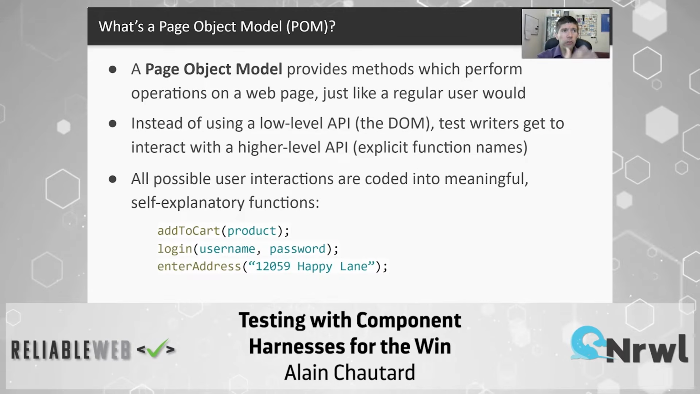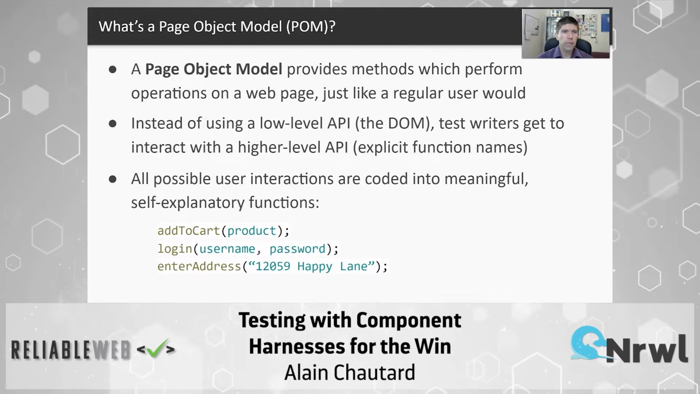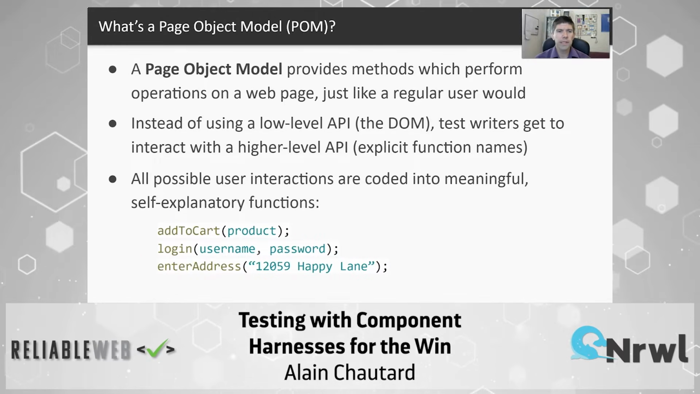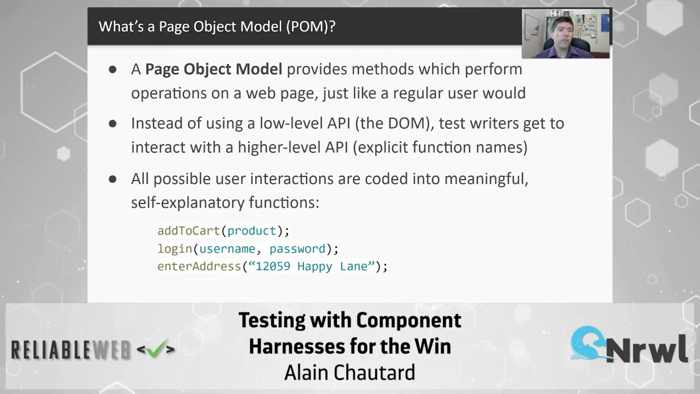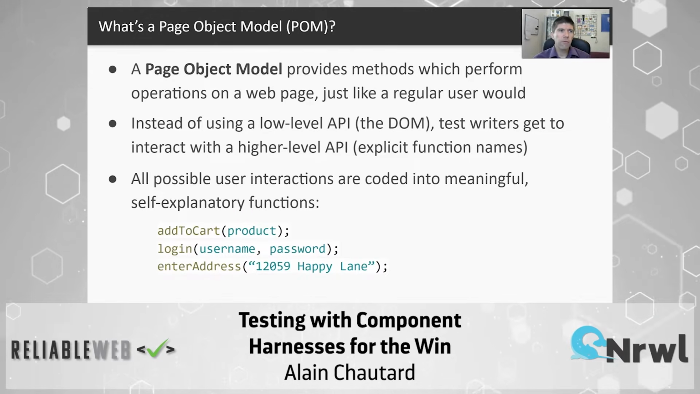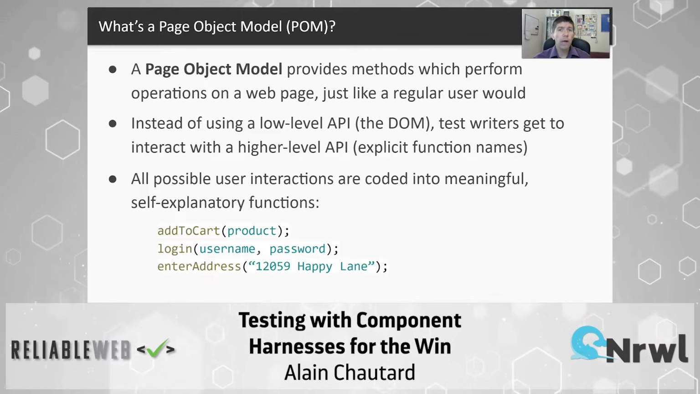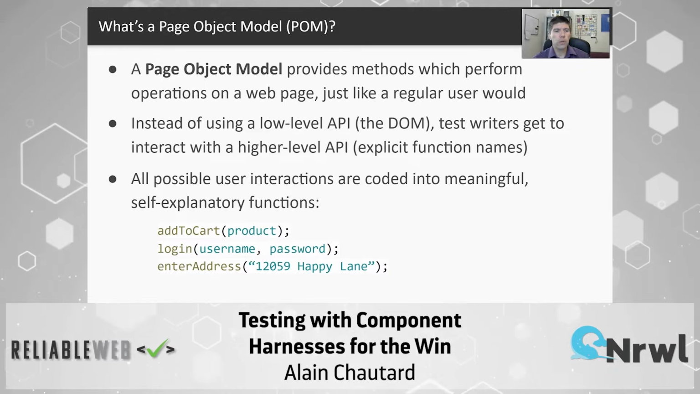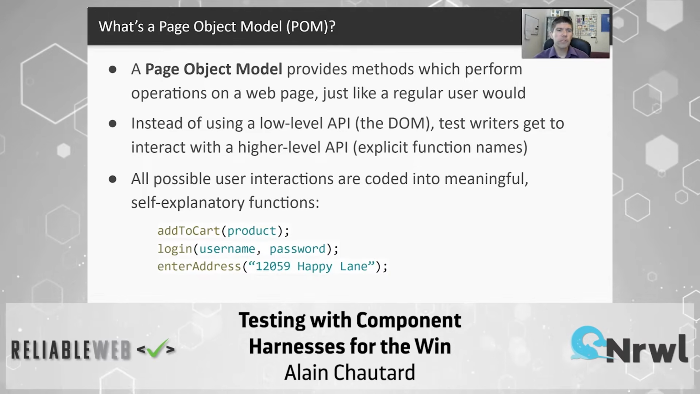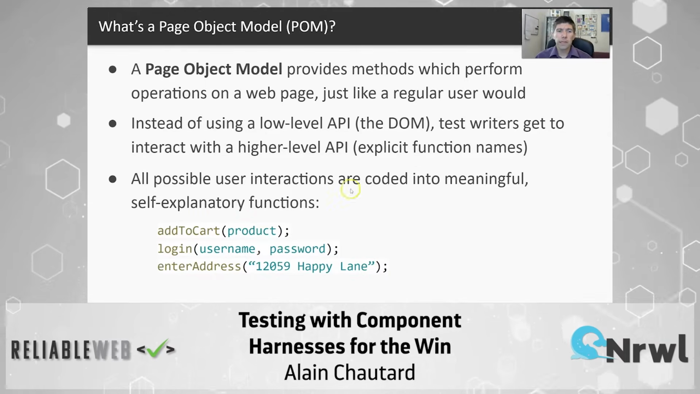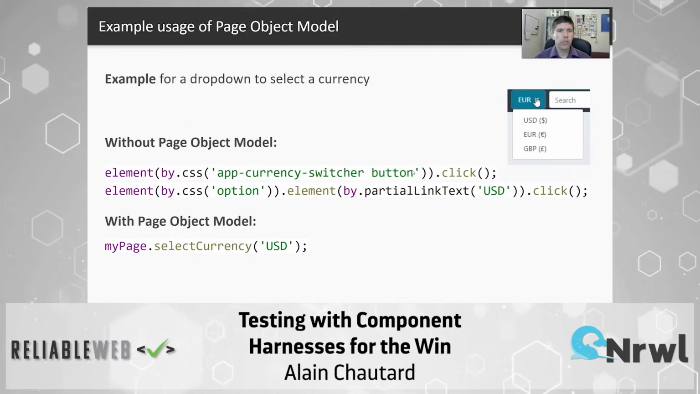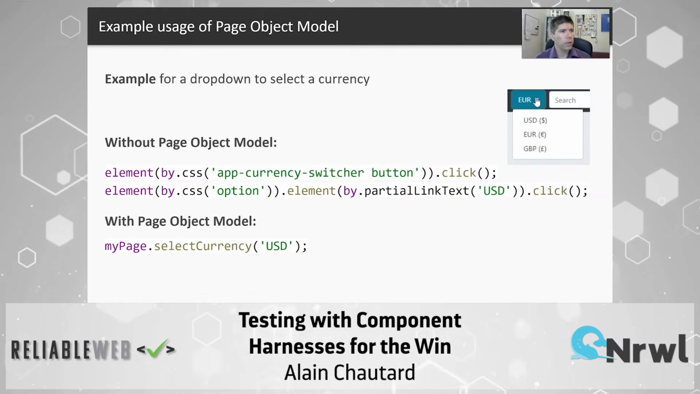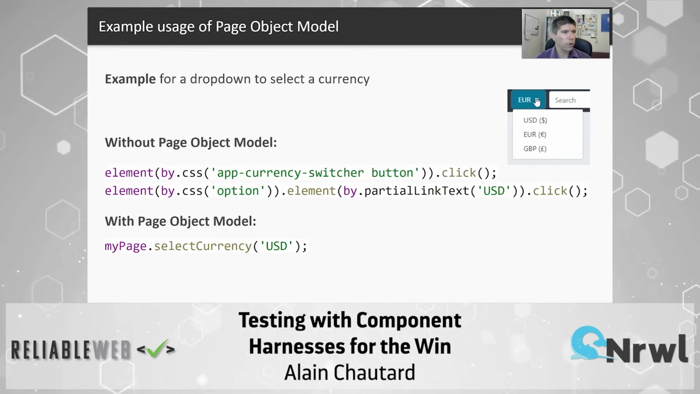So a page object model is something that we usually have when we do end-to-end testing. It is a very common pattern in end-to-end testing, where for each page that you have in your web app, you would have this model that describes what the different possible interactions on the page are, what the different things are that a user can do. Those get translated into functions, and that way writing tests around that page object model is a lot easier. So let's take an example to illustrate how this would work.